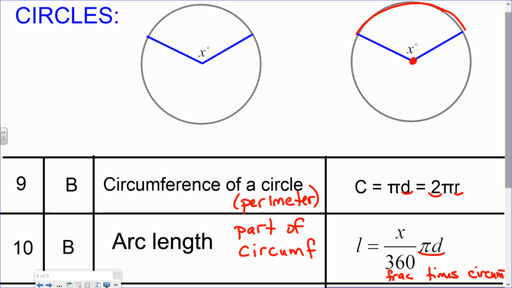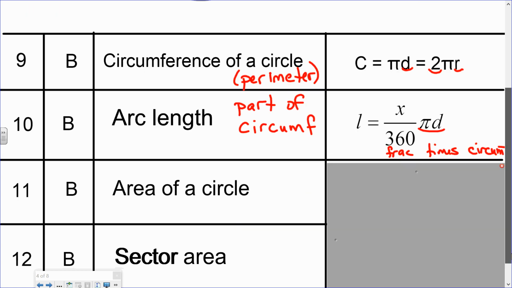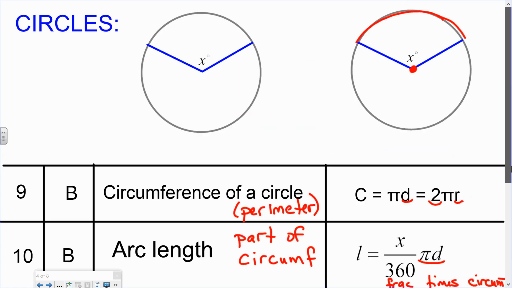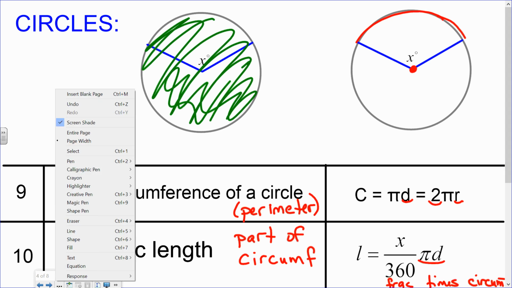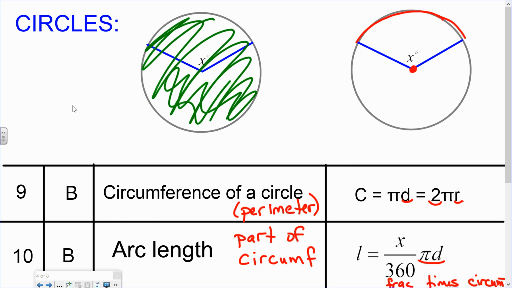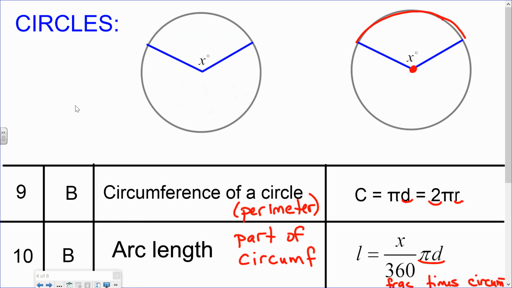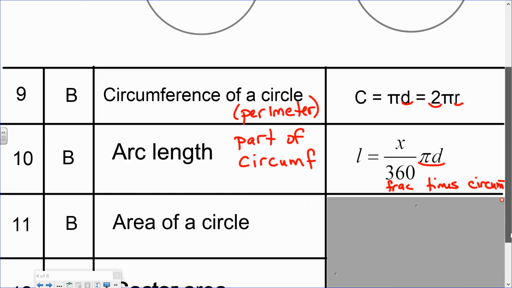Next one is going to be area of a circle. And so area, as you guys know, is, well, if I shade the whole circle in, if I fill it in with little squares, how many squares do I need to fill in the whole thing? And so somebody please help me remember what the formula is for area. Excellent. It is indeed pi r squared.